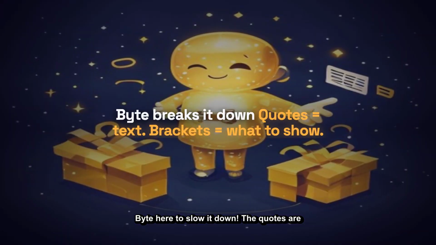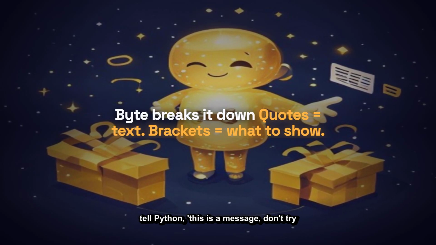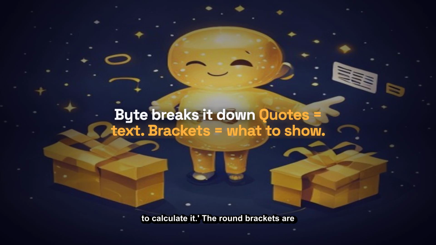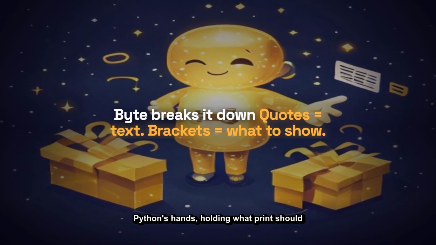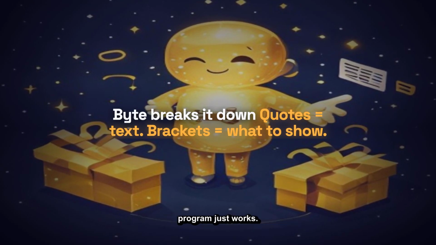Byte here to slow it down. The quotes are like gift wrap around your words. They tell Python, this is a message, don't try to calculate it. The round brackets are Python's hands holding what print should show. Get those two right, and your first program just works.